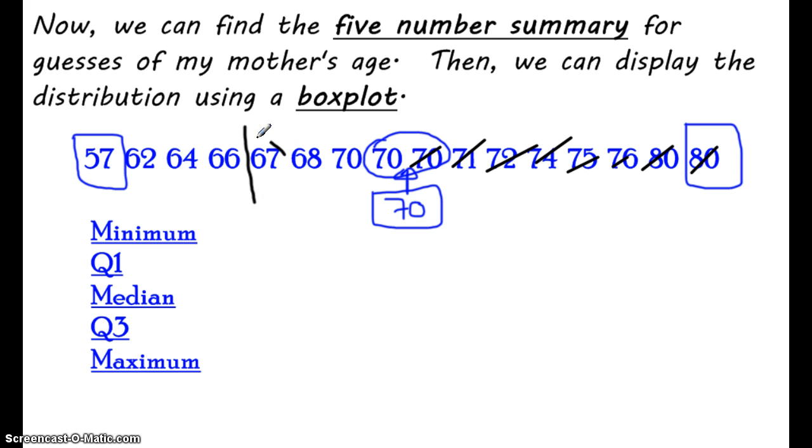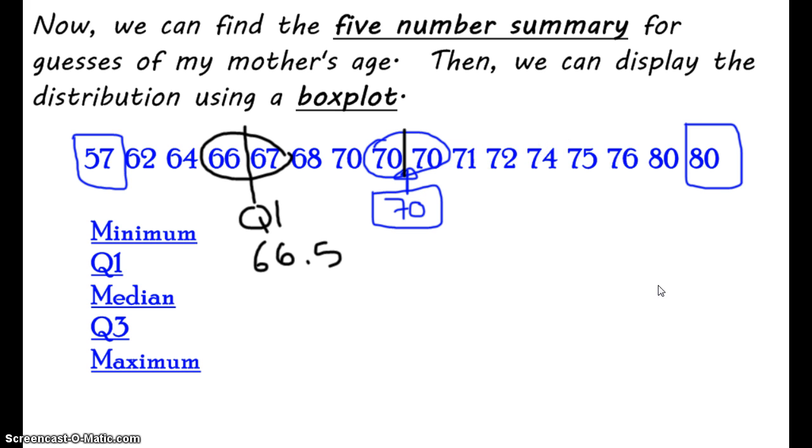And I need the average of 66 and 67 since there are two numbers in the middle. Remember, we put a place here for the median. So that's 4 numbers to the left, 4 numbers to the right. So this would be Q1. And the average of 66 and 67 is 66.5. Then I'll go on to the upper half, and we'll get rid of these strike-throughs so that we can see the numbers more clearly.